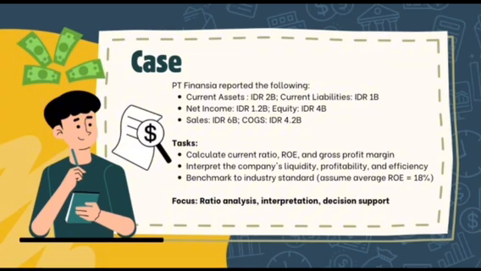Our tasks today are to calculate the current ratio, return on equity, and gross profit margin. After that, we will interpret the company's liquidity, profitability, and efficiency. Finally, we will benchmark PT Financia's performance against the industry standard, assuming an average industry ROA of 18%.